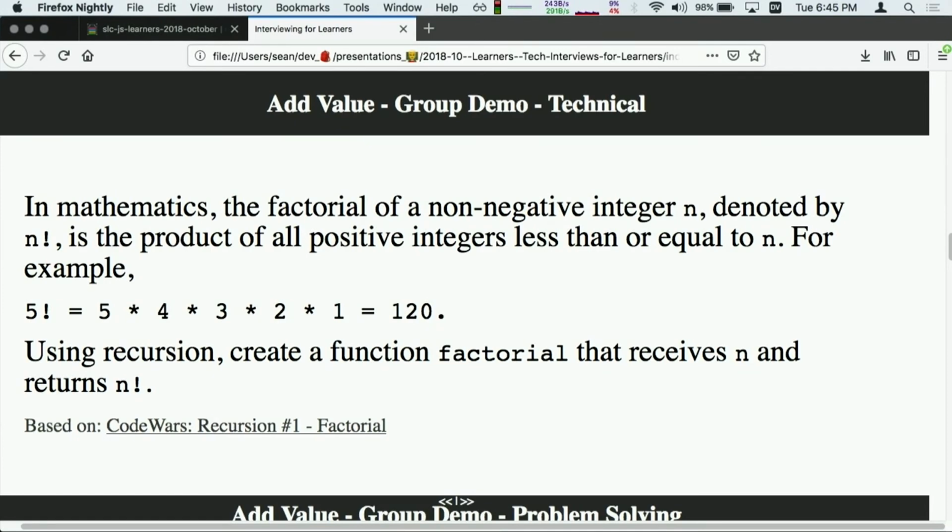So how many of y'all have heard of factorials? Okay, that's a good sign. I'm going to say it out loud. In mathematics, the factorial of a non-negative integer n is denoted by n exclamation mark. It is the product of all positive integers less than or equal to n. So for example, 5 factorial equals 5 times 4 times 3 times 2 times 1, and that would equal 120. So using recursion, create a function. Remember, this is a spoken interview, so you're not typing it in. Create a function factorial that receives n and returns n exclamation mark.